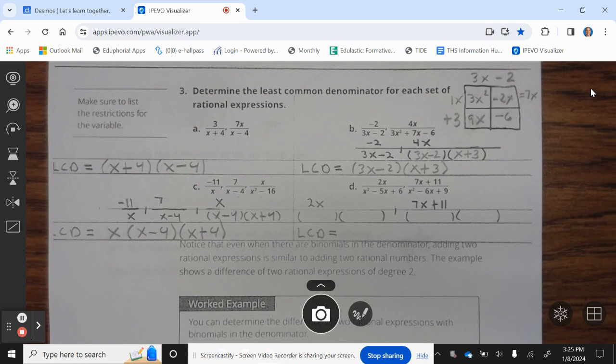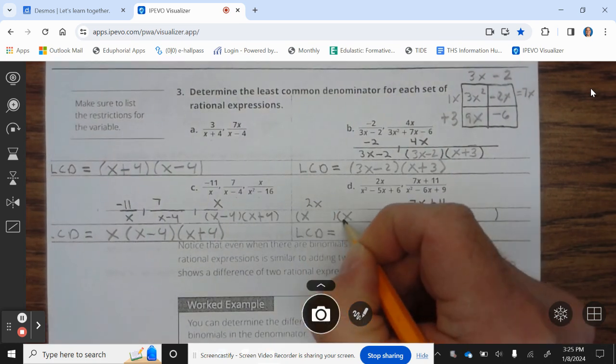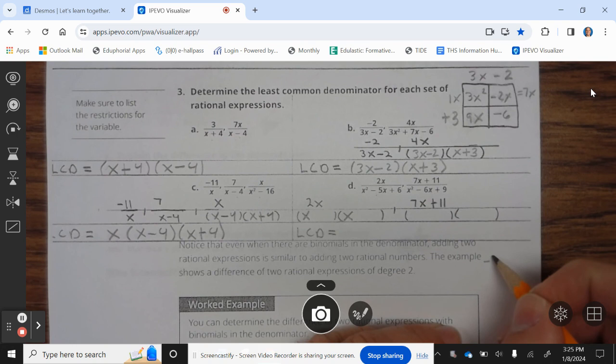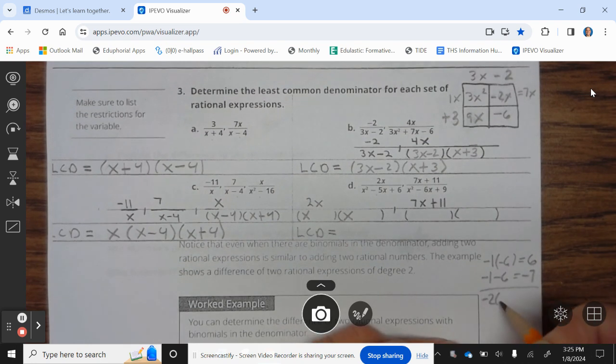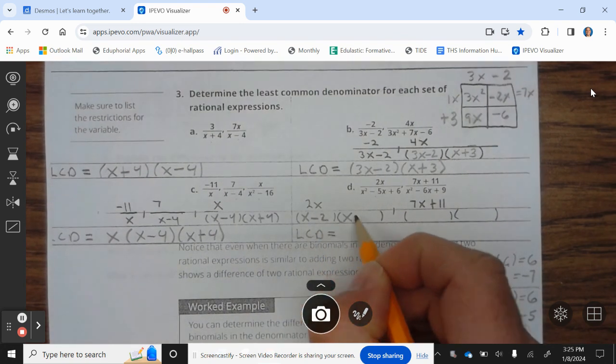All right, now to find the LCD for D, we need to factor this. So that's x and x. Now we need to find all the combinations that multiply to give you positive 6 combined to be negative 5. So negative 1 times negative 6 is positive 6. Negative 1 minus 6 is negative 7. That doesn't work. Negative 2 times negative 3 is positive 6. Negative 2 minus 3 is negative 5. Okay, so we have our 6 and negative 5, so our factors are x minus 2, x minus 3.